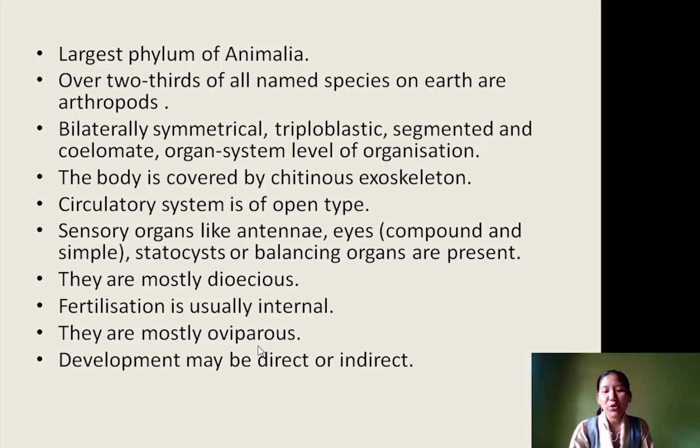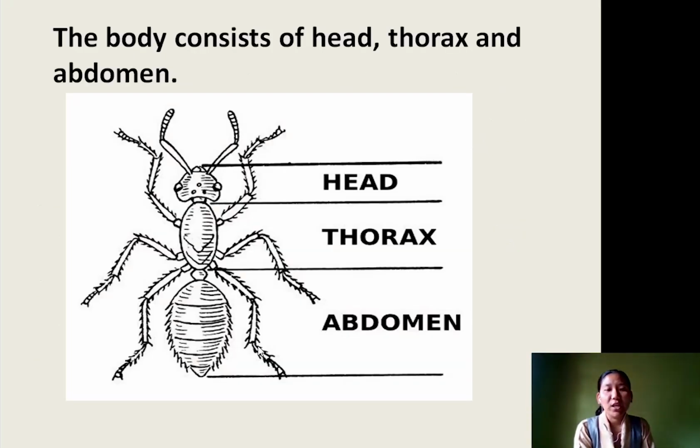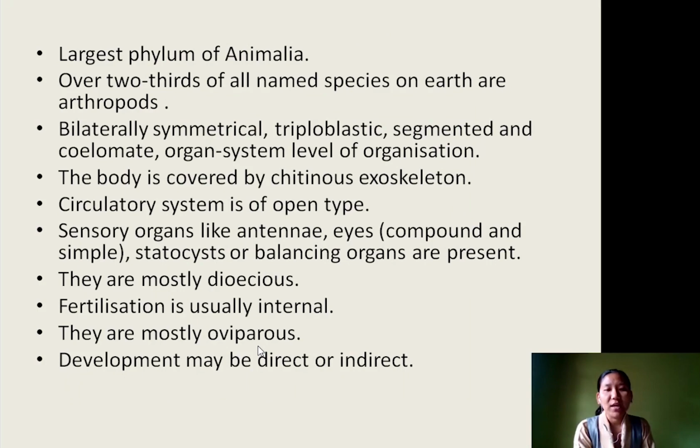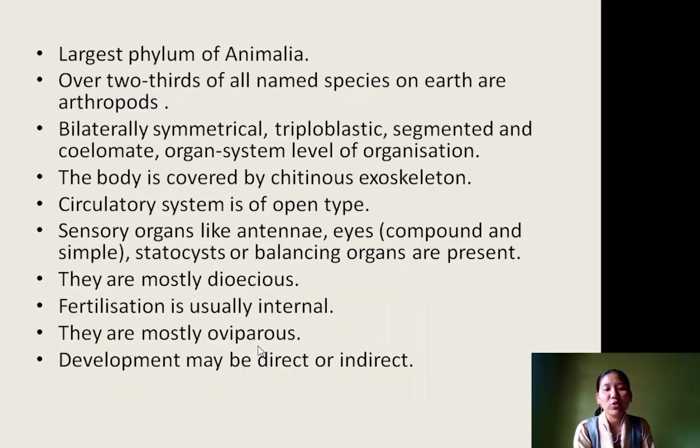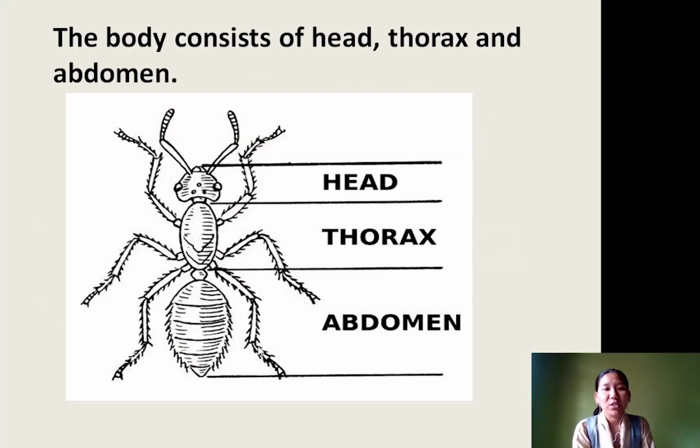They have sensory organs like antennae and eyes. Eyes can be simple or compound, and then there is the statocyst for balancing the body. The organisms are usually dioecious, that is, male and female are separate. Fertilization is internal, and they are mostly oviparous. Oviparous means egg-laying organism. Development can be direct or indirect, having larval stages.